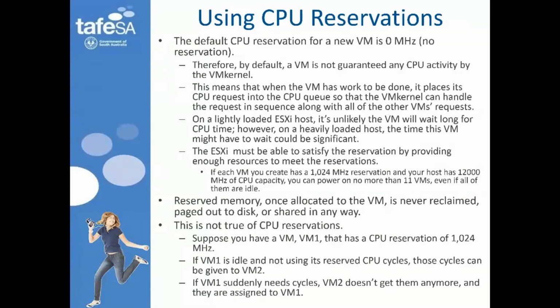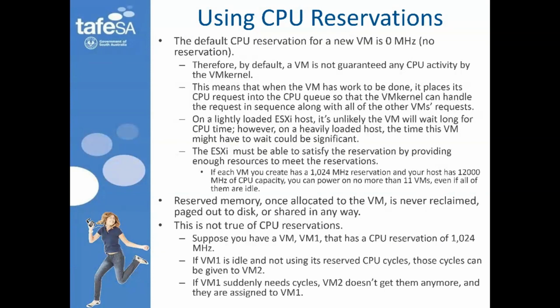Reserved memory: once allocated to a VM, it is never reclaimed. So when we're talking about memory, once it's allocated as reserved memory, it's never reclaimed or shared in any way. But the CPU is not like that, because memory is a set amount, isn't it? Storage, you're storing something, it's always in there and you always have it. But CPU cycles are like the wind. If you don't use them, they're gone, aren't they? If no one's using the cycle, it's gone.